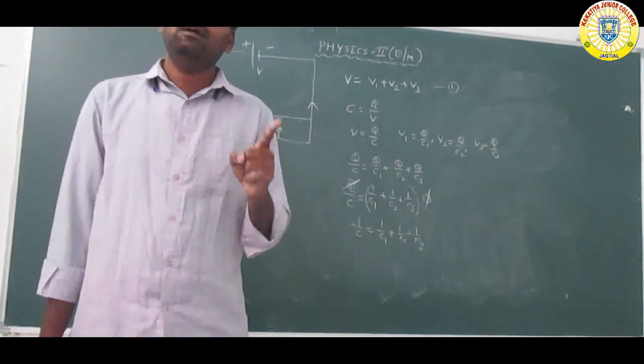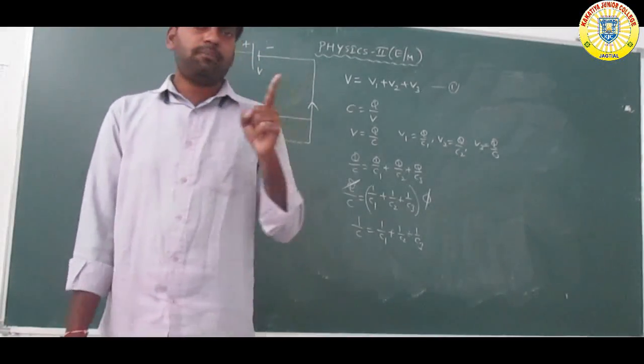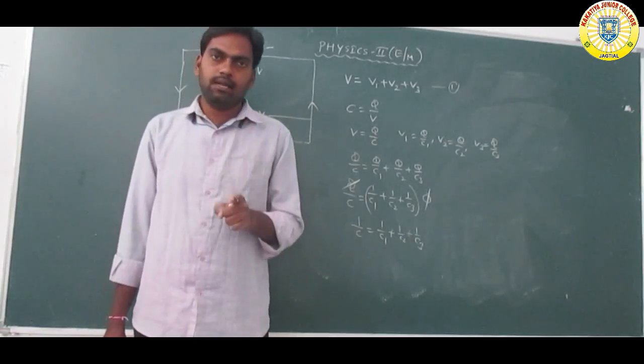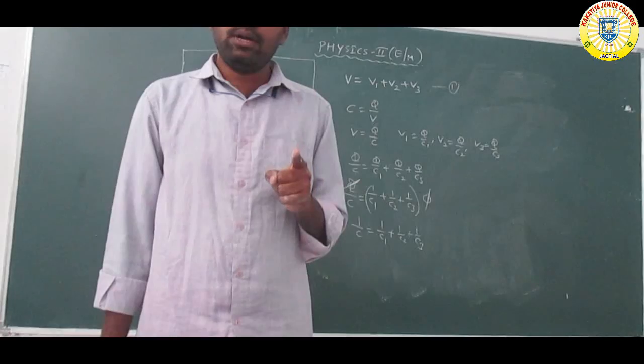The resultant capacitance in a series combination is 1 by C is equal to 1 by C1 plus 1 by C2 plus 1 by C3. Okay, got it?